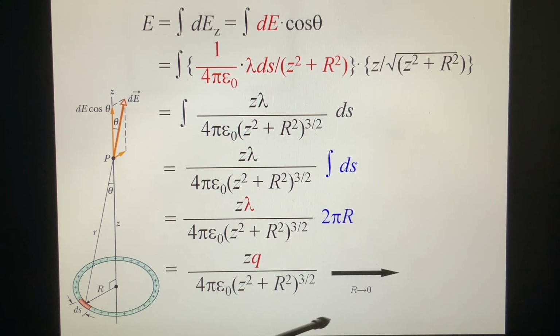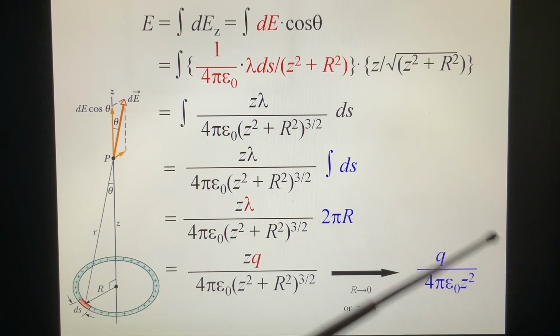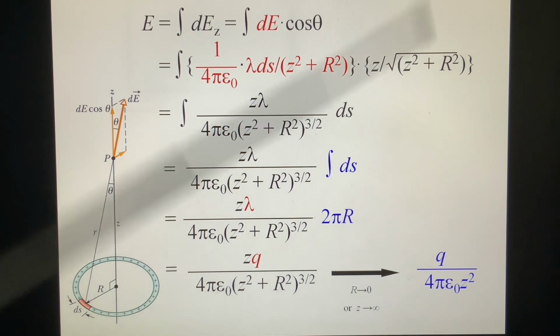Now, if R approaches 0, this ring becomes a point charge. So this becomes the electric field of a point charge, like Coulomb's law. With R equal to 0, we get z cancels one z, and we get q over 4 pi epsilon 0 z squared. This is the electric field produced by a point charge, right?